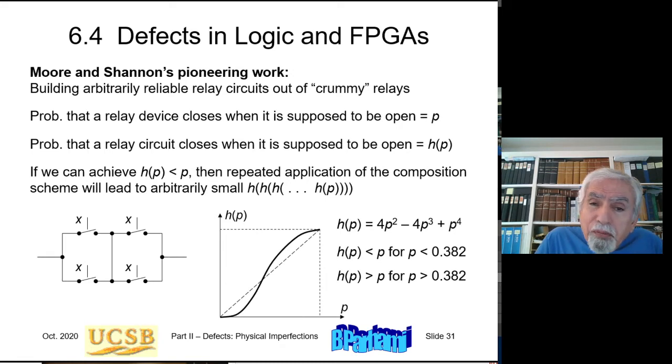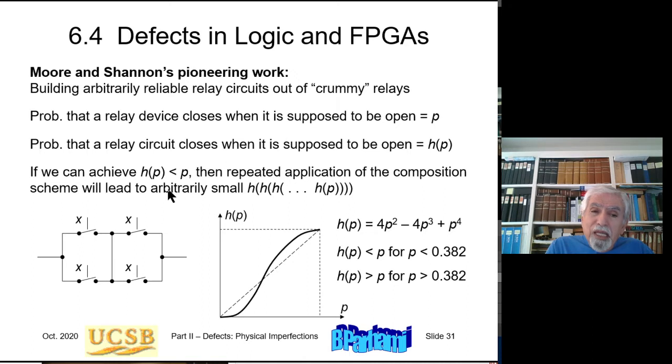Defects in logic and FPGAs is the subject of this section of the textbook. Now, circumventing defects in logic has a long history. Actually, in the 1950s, Moore and Shannon had a pioneering paper on the idea for building arbitrarily reliable relay circuits out of what they called crummy relays, highly unreliable relays.